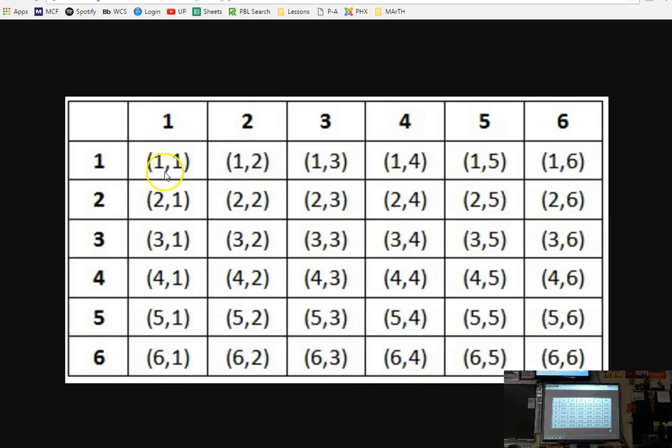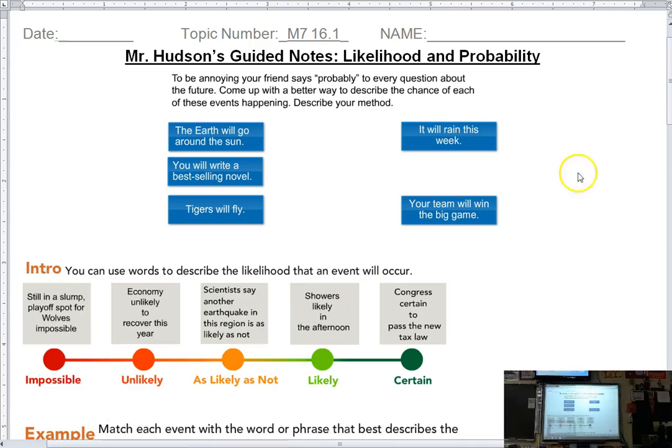Notice there's only one way to roll a 2. There's only one way to roll a 12. But this entire diagonal line, these are all 7s. So there are 6 ways to roll a 7, whereas only 1 way to roll a 12. So when you're looking at what's my probability, how many ways can you get what you want out of how many different ways could I get a result?